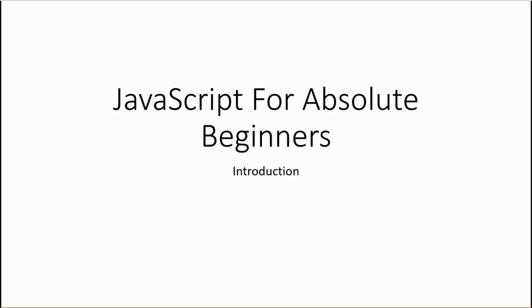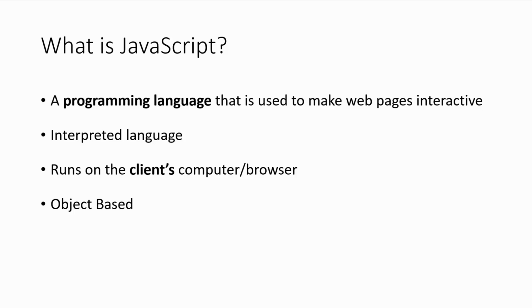So let's get started. So what is JavaScript? A brief definition would be a programming language that is used to make web pages interactive. It's what's known as an interpreted language. And what this means is that it doesn't have to be compiled like languages such as Java or C or Visual Basic. And this makes things a lot easier for us. We can just run our code. We don't have to run it through a compiler or anything like that.